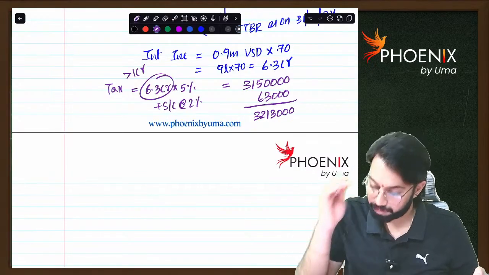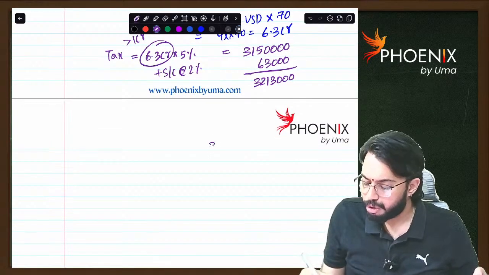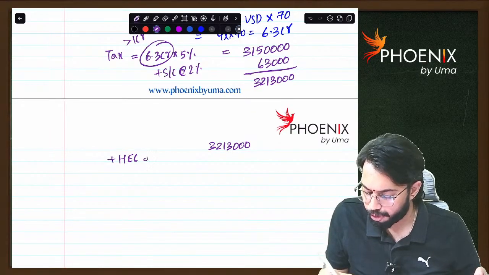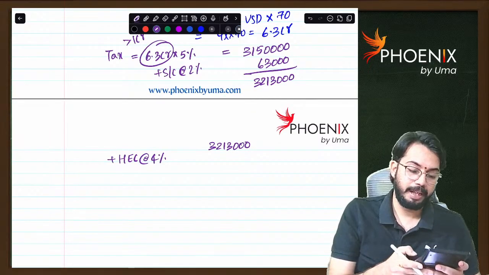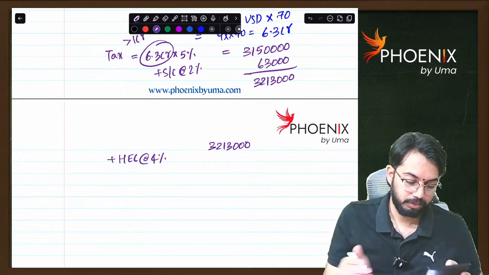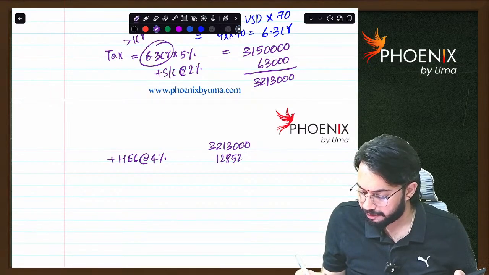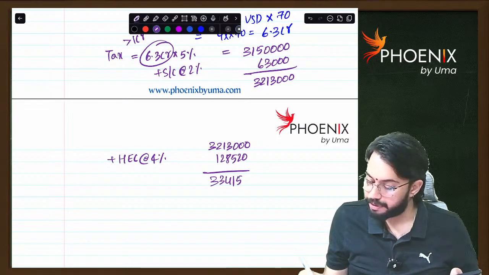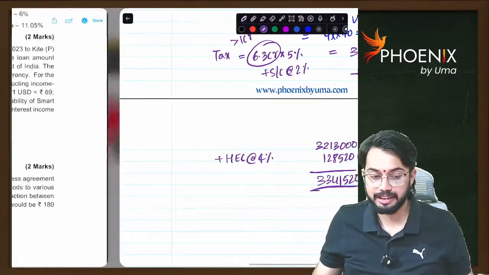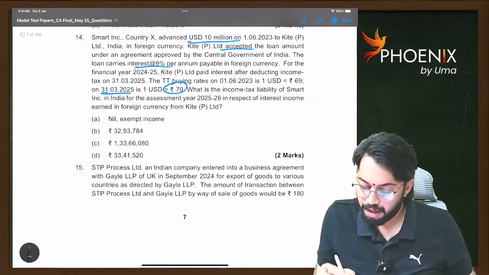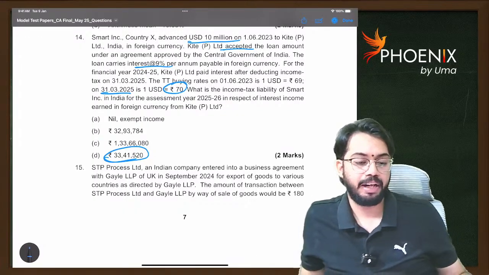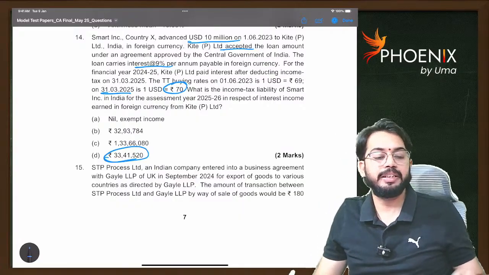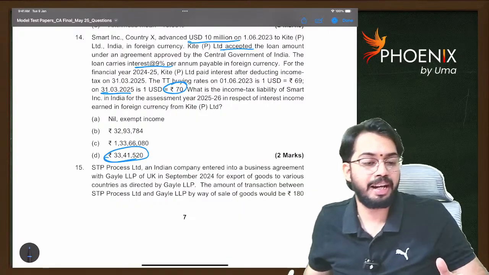Okay. Now, to 32 lakh 13,000, we need to add HEC at the rate of 4%. How much it will be? 1 lakh 28,520. 33 lakh 41,520. So the answer is 33 lakh 41,520. Yes, Monish, what you did is correct, but you need to add surcharge and HEC. Correct. You got the right answer.